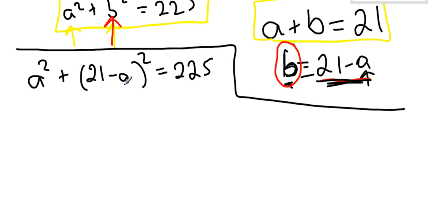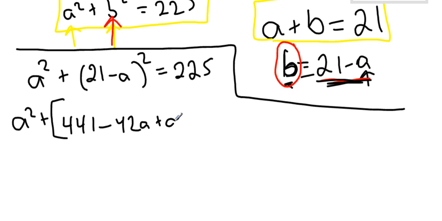So first of all, we know that we need to multiply things out, collect like terms, and so on. So let's go ahead and do FOIL on this bracket. So FOIL, or square the first, double the product, square the last, which is what I like to do. So when I do FOIL on it, I'm going to get 441 minus 42A plus A squared, and all of that is equal to 225.